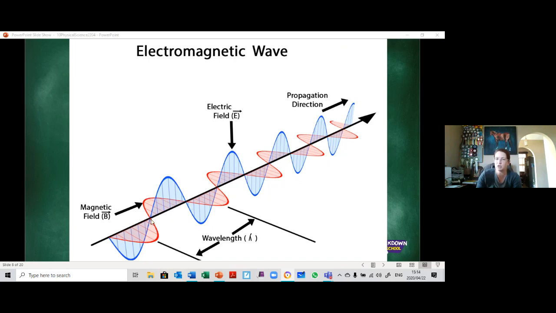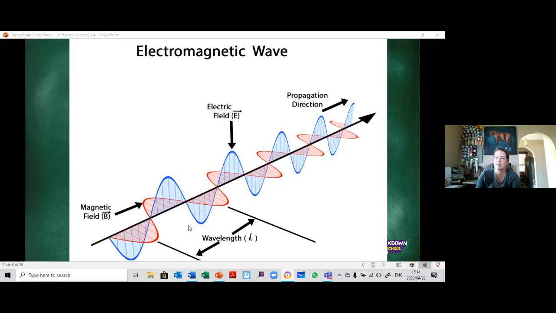This magnetic field causes that electric field. That electric field causes this magnetic field. This magnetic field causes that electric field, which causes this magnetic field, which causes that electric field. Okay, so each little half of a wave causes the next part of the opposite one.